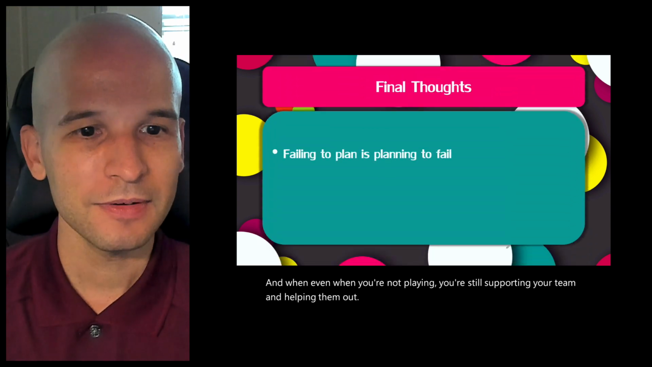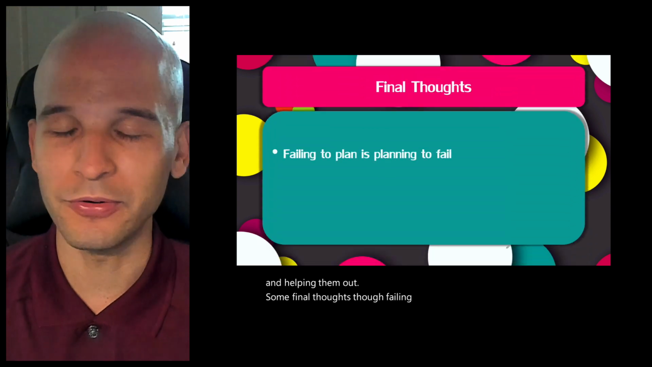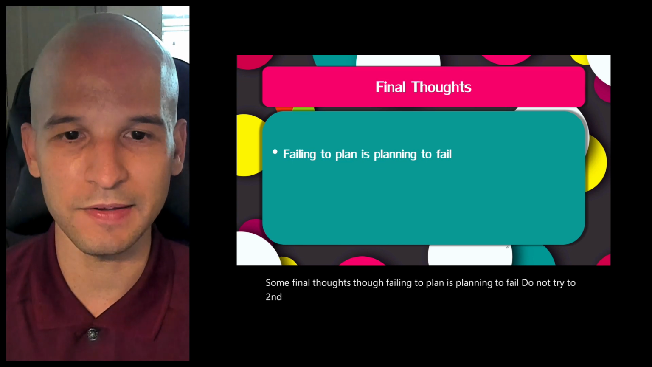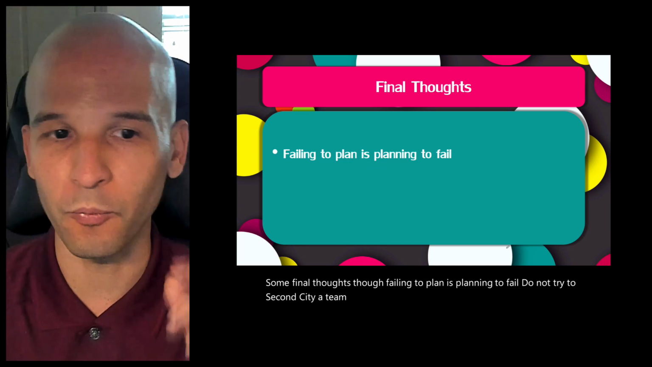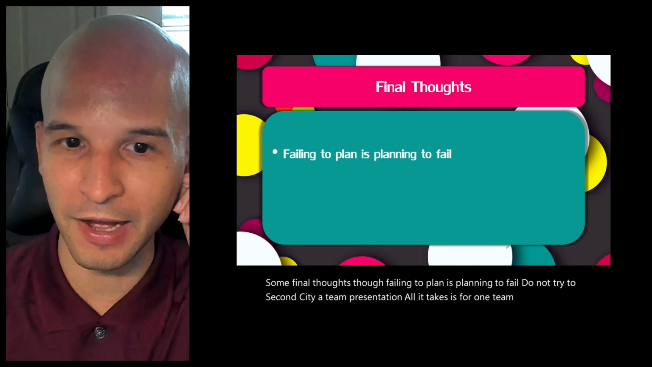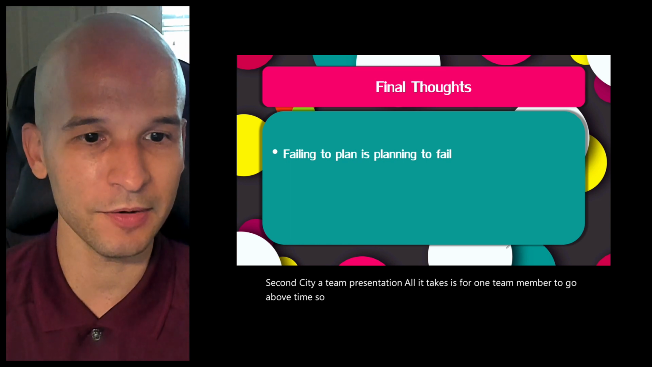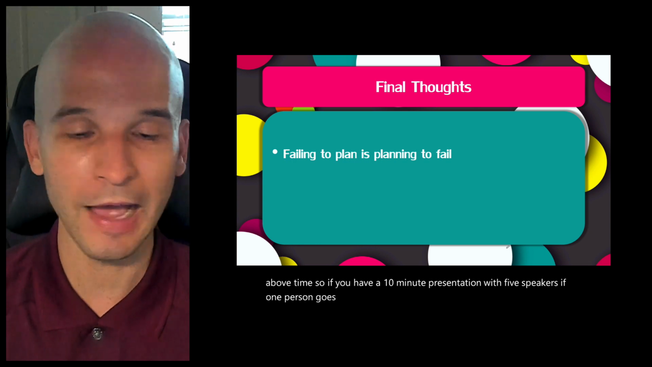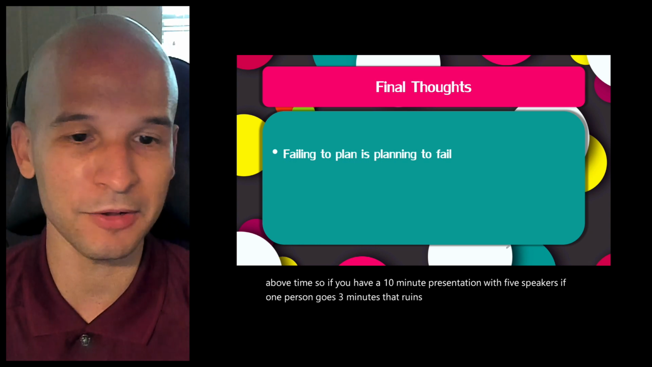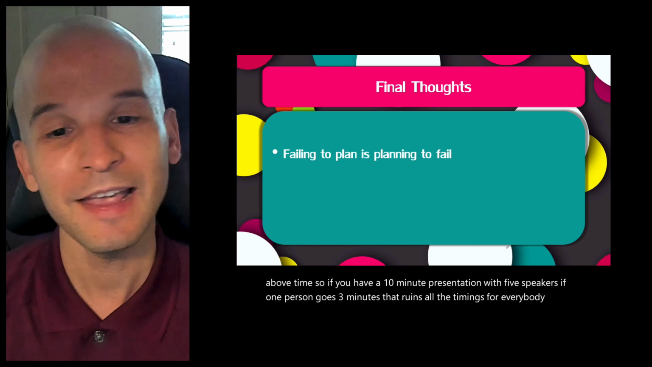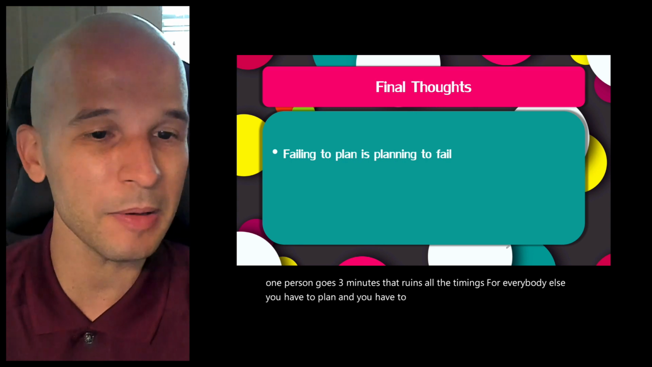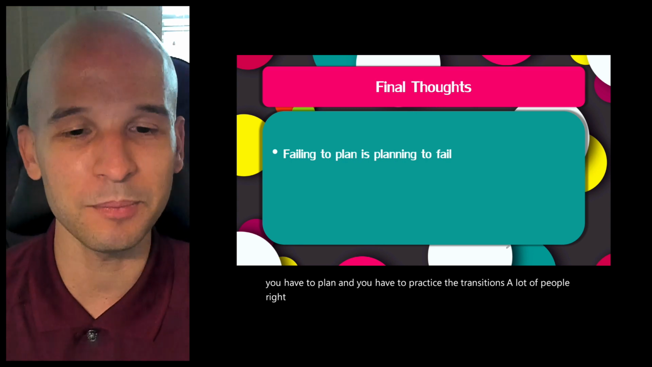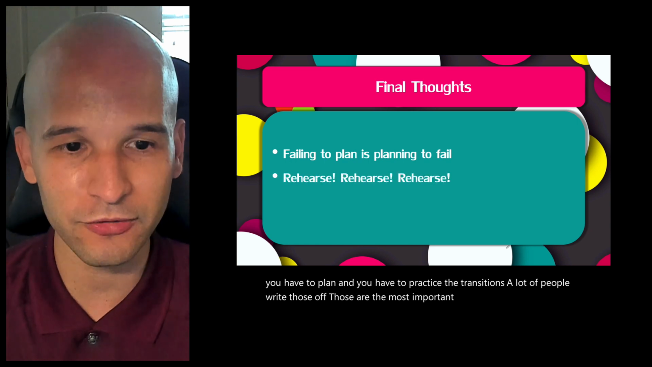Some final thoughts, though. Failing to plan is planning to fail. Do not try to Second City a team presentation. All it takes is for one team member to go above time. So if you have a 10-minute presentation with five speakers, if one person goes 3 minutes over, that ruins all the timings for everybody else. You have to plan. And you have to practice the transitions. A lot of people write those off. Those are the most important moments in the speech. So make sure you plan.